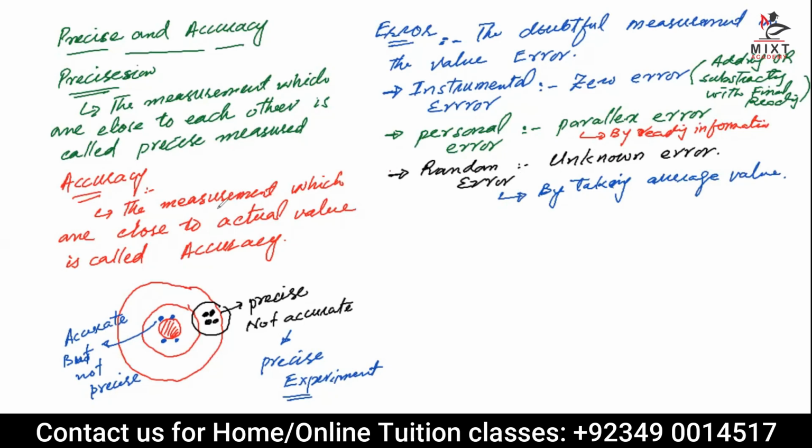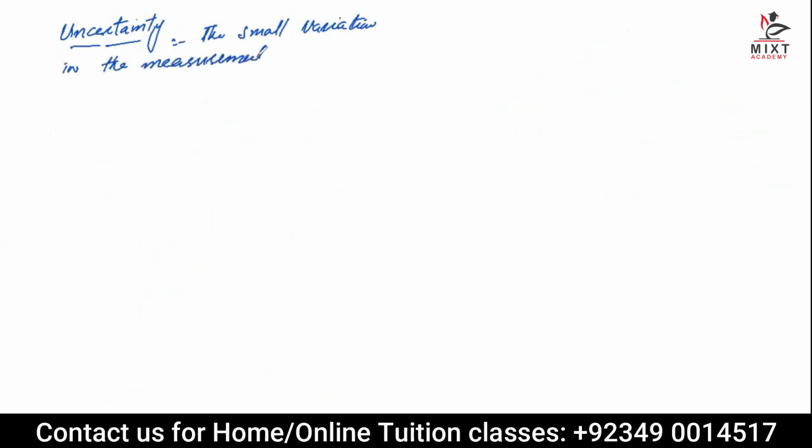Now we will move toward uncertainty. What is uncertainty? The small variation in the measurement is called uncertainty. And there are two types of uncertainty. One is known as absolute uncertainty.